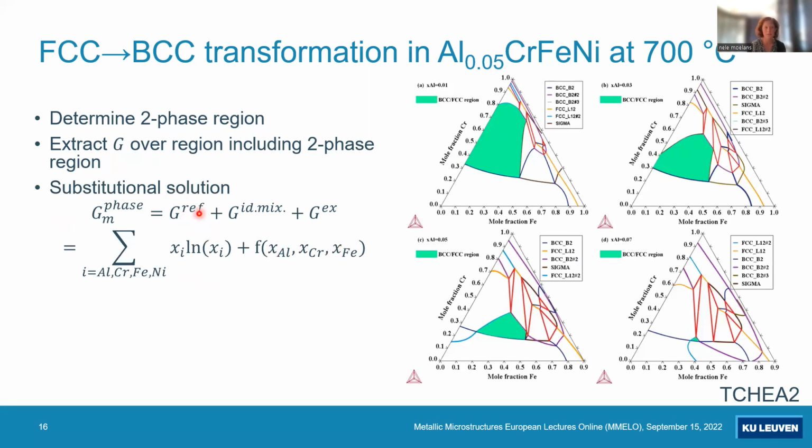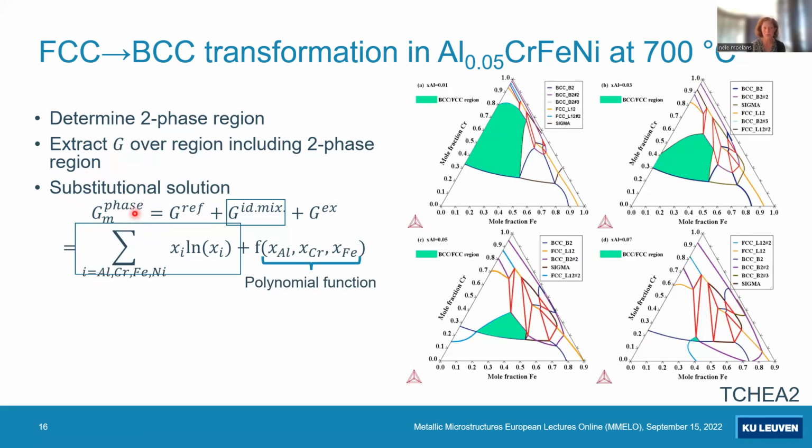We know it has a reference contribution, ideal mixing, and excess. And for the ideal mixing contribution, we know that it looks like this. So we can, in fact, split this up and compute it separately. And then we found out that the remaining parts fit very well a polynomial function of low order. So very accurate and very easy. That's not always the case, but for this system, it worked very well. And so that's actually what we did.